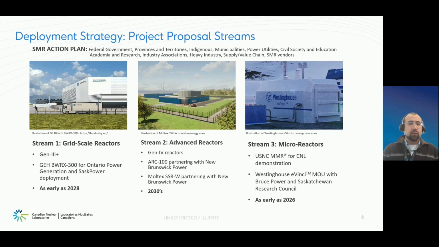And Stream 3 is micro reactors. The Ultra Safe Nuclear Corporation reactor concept that is moving to demonstration at the Chalk River site is a good example of a microreactor active here in Canada today. The Westinghouse eVinci concept is another, and they have an affiliation with Bruce Power and Saskatchewan Research Council. They're moving to deployment as early as 2026 and certainly have targets into the remainder of this decade.